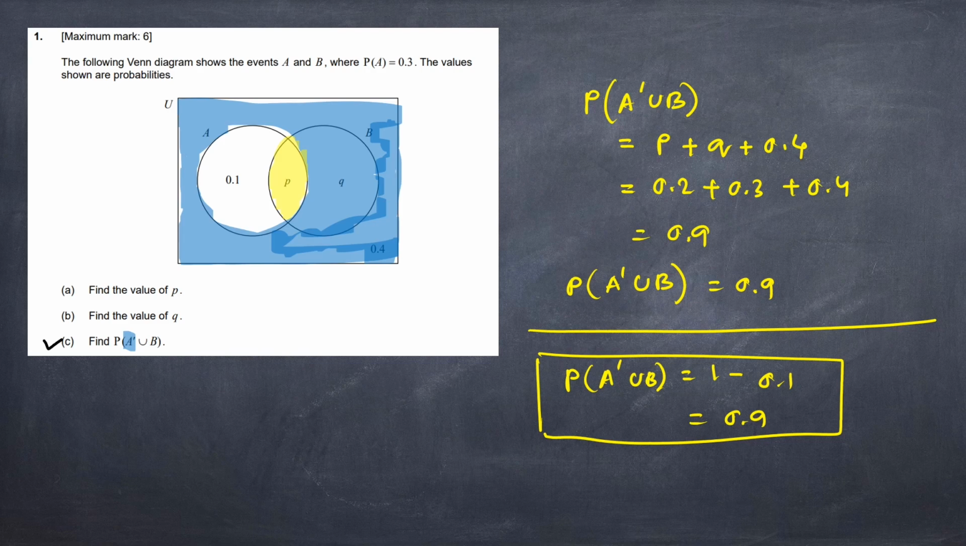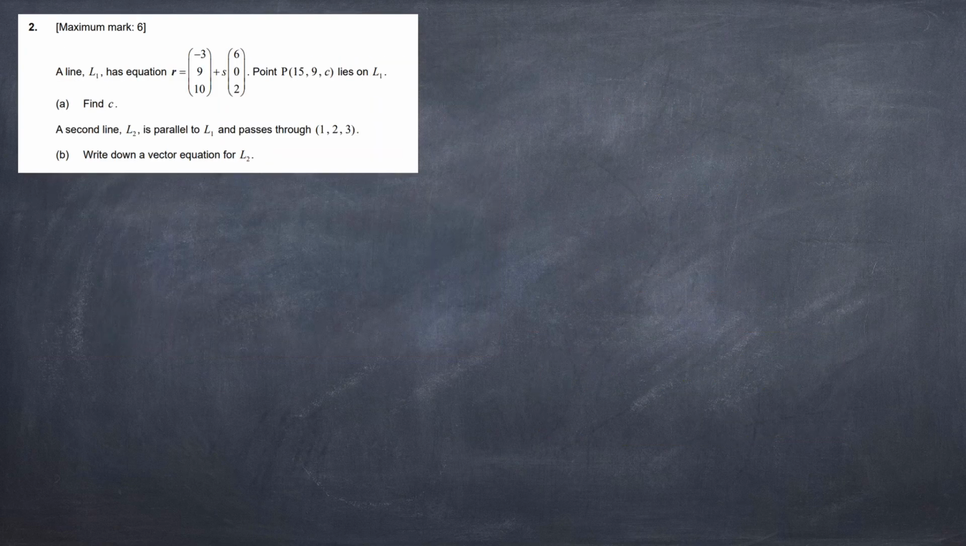Question number 2. A line L1 has equation r is equal to (-3, 9, 10) plus s times (6, 0, 2). This is the direction vector, the d vector. This is basically the direction, which we will need in our problem. Now we will start the math. First, we need to find the value of c. The question says L1 has this equation and the point (15, 9, c) lies on L1. So we can write (15, 9, c).